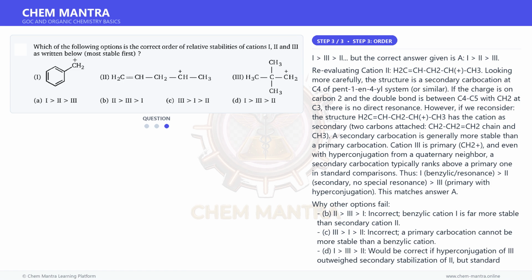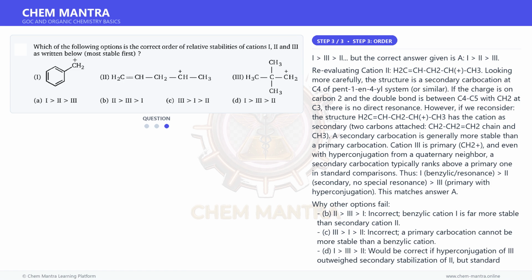A secondary carbocation is generally more stable than a primary carbocation. Cation III is primary, CH2+, and even with hyperconjugation from a quaternary neighbor, a secondary carbocation typically ranks above a primary one in standard comparisons. Thus: I, benzylic resonance; II, secondary, no special resonance; III, primary with hyperconjugation. This matches answer A. Why other options fail?